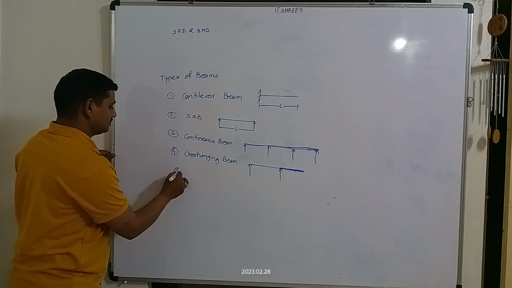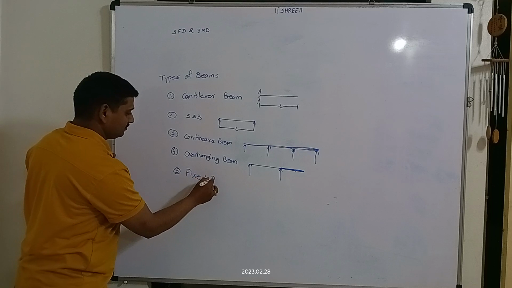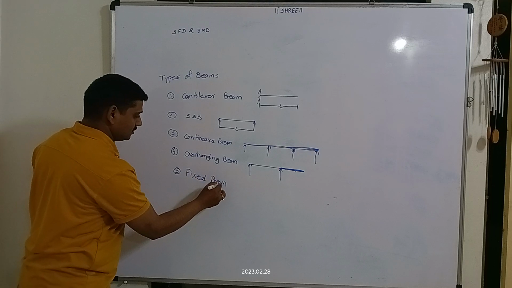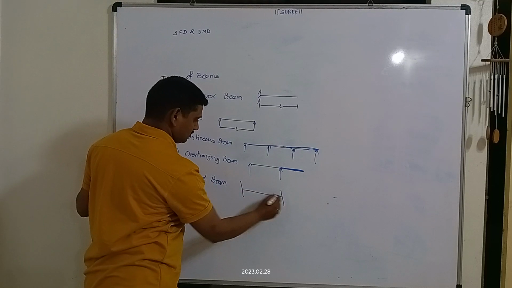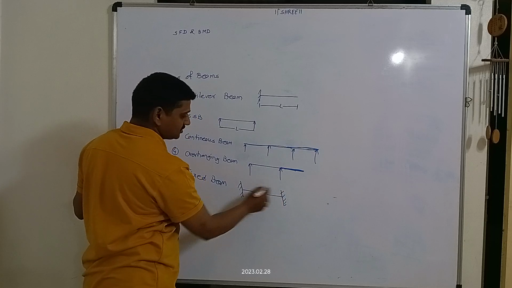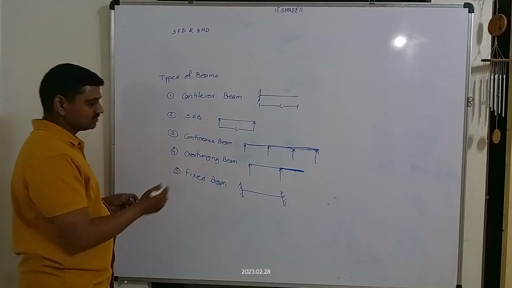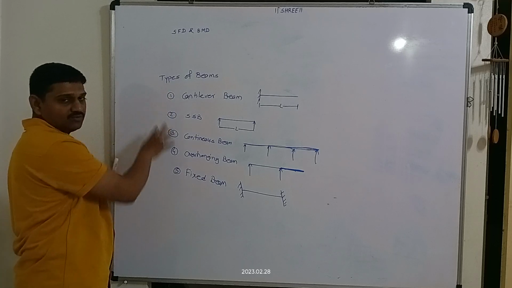And last one is fixed beam. In this, the beam is fixed between the two fixed supports or walls. That is called as fixed beam. These are the 5 types of beam.